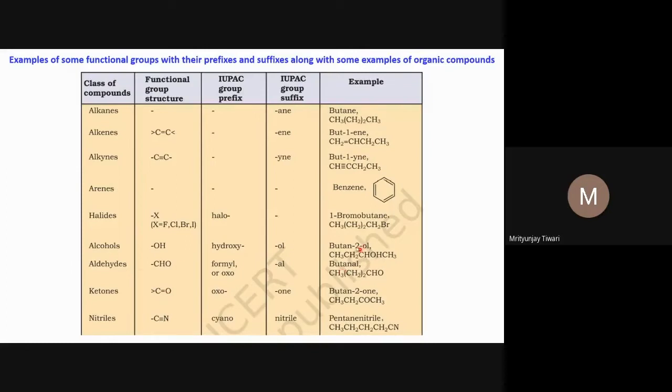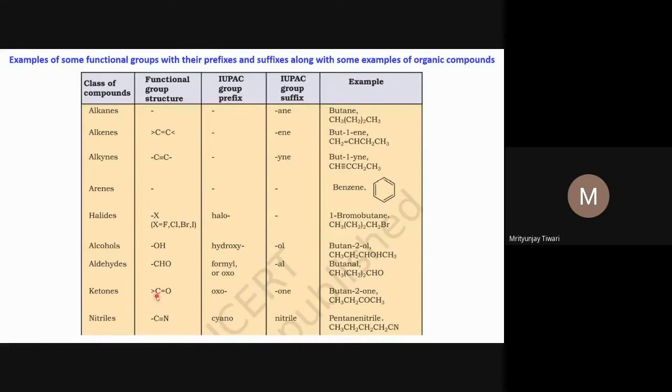Now, if branches are there, suppose at the second position, the second carbon atom from this side. So CH3, CH2, CH, and if there is a CH3 branch here and CHO, then we will write the name of this compound as 2-methyl butanol.